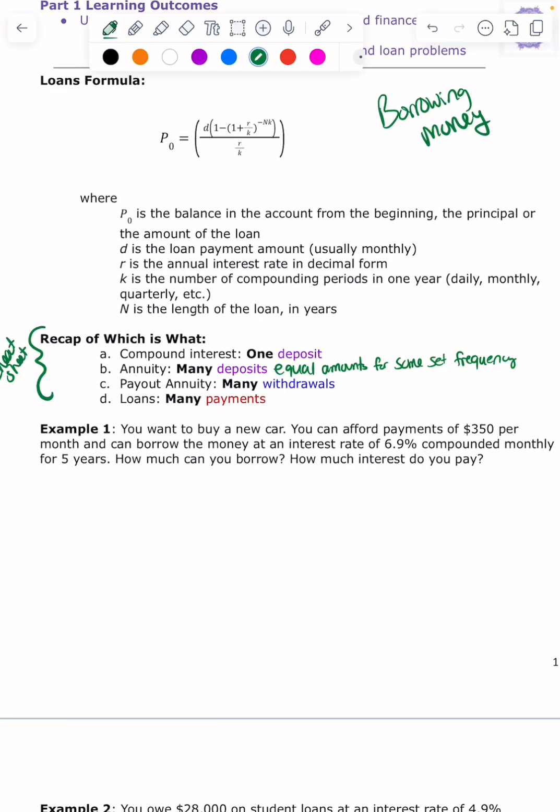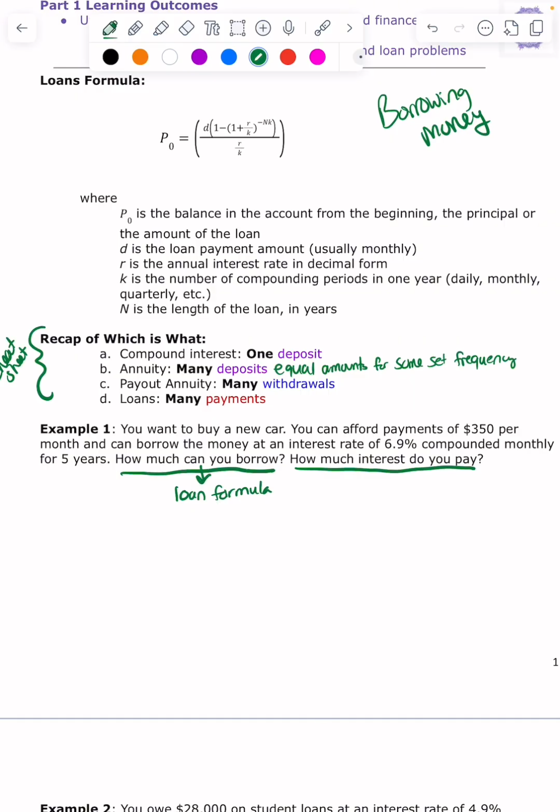So example 1, you want to buy a new car. You can afford payments of $350 per month and can borrow the money at an interest rate of 6.9% compounded monthly for 5 years. How much can you borrow? How much interest do you pay? So this one kind of makes it clear that it's a loan formula because it's how much can you borrow. So that's how we'll pick out which ones are loans.